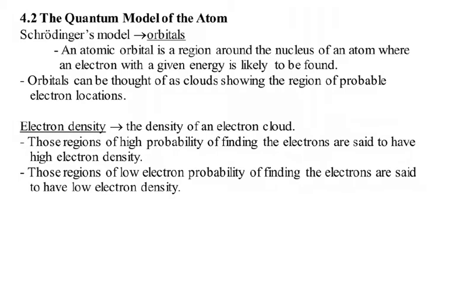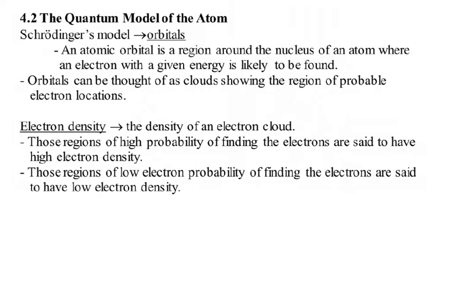Now, these rooms, you will see, have shapes, okay? There are different types of orbitals. In another video, we'll learn that there's an s orbital, a p orbital, a d, and an f, and each of these orbitals has a specific shape. So you can think of orbitals as clouds showing the region of probable electron locations.